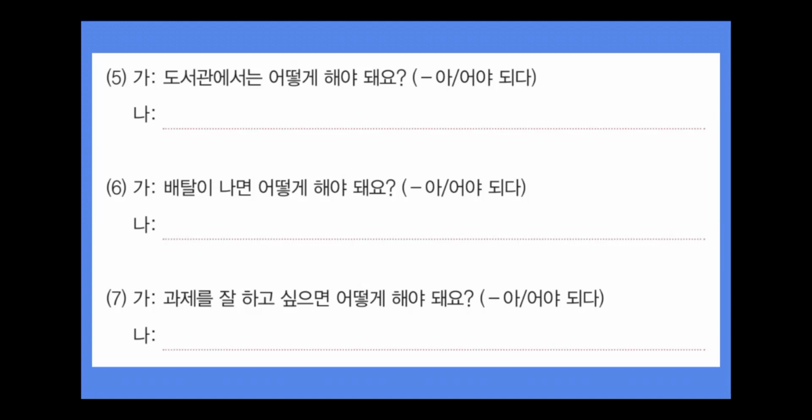Let's move on to number 7. In this question, 가 ask, 과제를 잘하고 싶으면 어떻게 해야 돼요? If you want to do well in this class, what do you have to do? Let's answer using 어야 되다. I think that if you want to do well in this class, you have to study. So, my response for this question would be 과제를 잘 하고 싶으면 공부를 해야 돼요. What do you think you have to do in order to do well in this class? Write down your response in the line below.